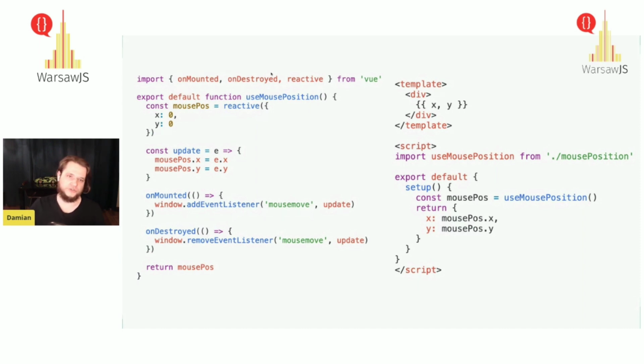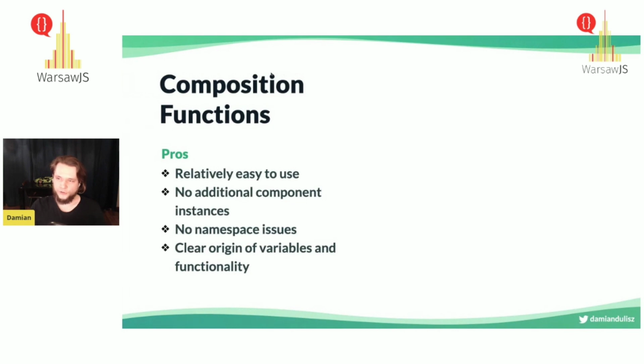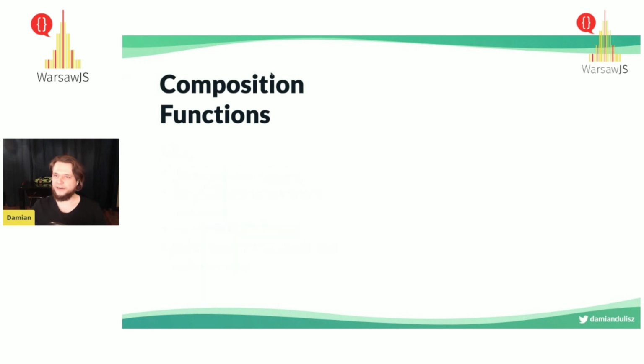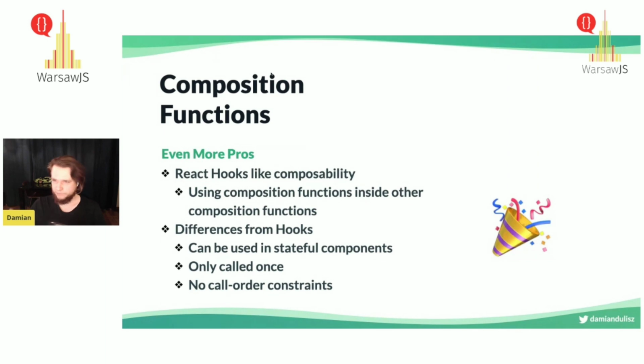You can of course use composition functions inside composition functions, and so on, which is very good. So it's very easy to use, no additional component instances, no namespace issues, because you can rename those properties as you want. It's very clear where those variables are coming from. And if you are using composition functions within composition functions, you don't really want to leak those, so it doesn't matter where it originally comes from, right? Like I said, very high composability.